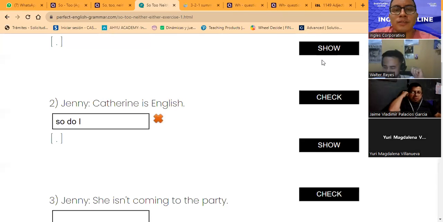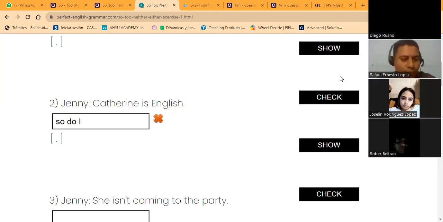Quiero estar seguro que sí se entiende el tema. Y por eso estoy insistiendo mucho en este tema, the whole week. Vamos a darle la oportunidad a Roberto Guzmán. Make the correction, Roberto.